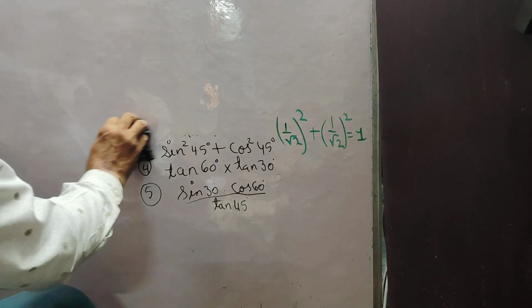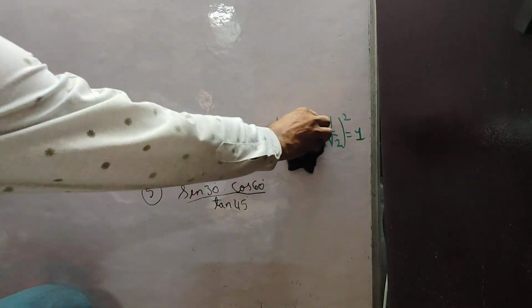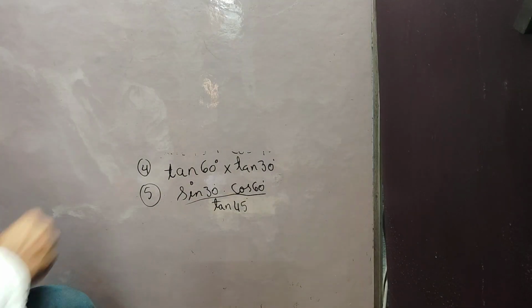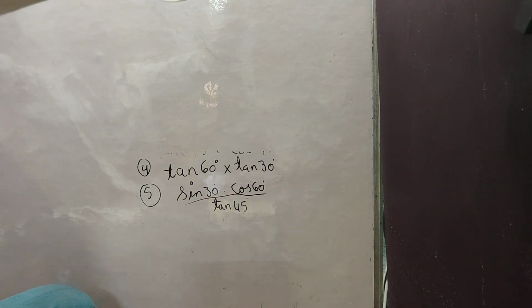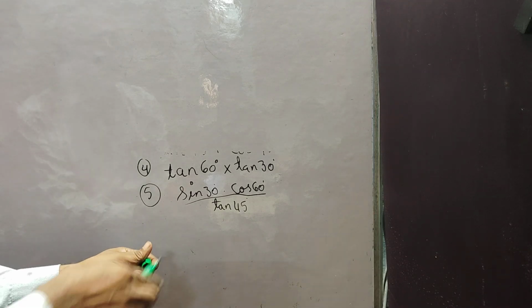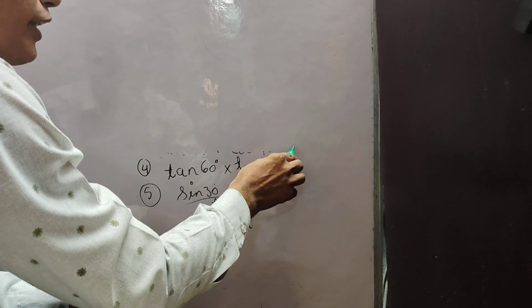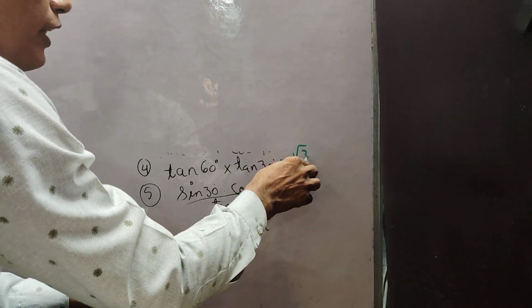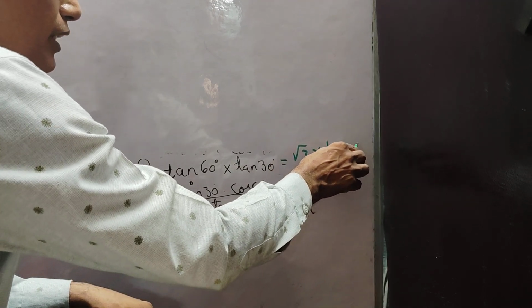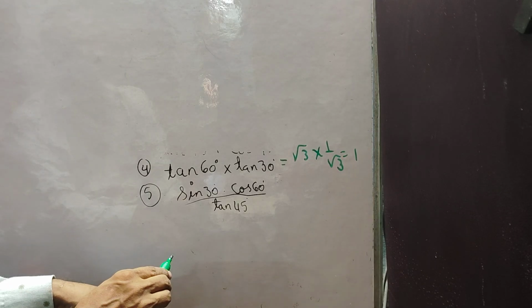Next, fourth part. Fourth question is tan 60 multiply cot 30. Tan 60 is square root 3, cot 30 is 1 by square root 3. So square root 3 from numerator and denominator cancels, the answer is 1.